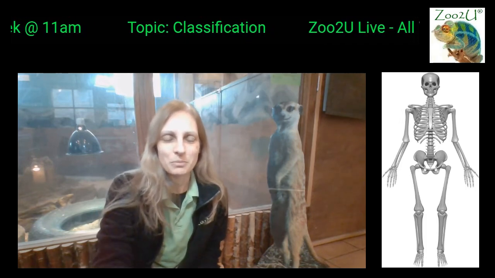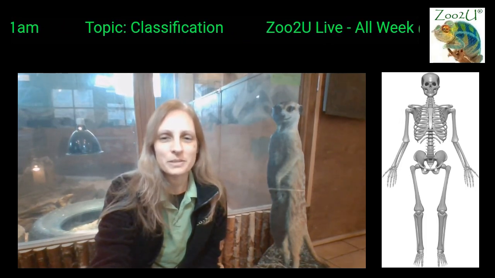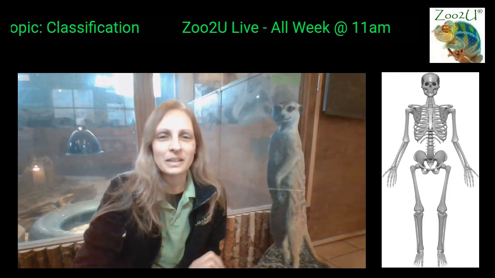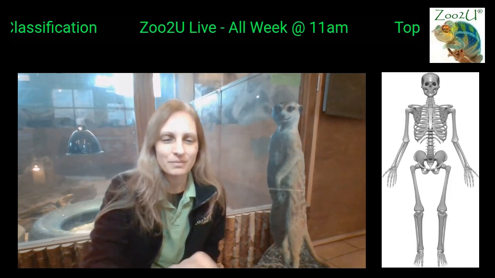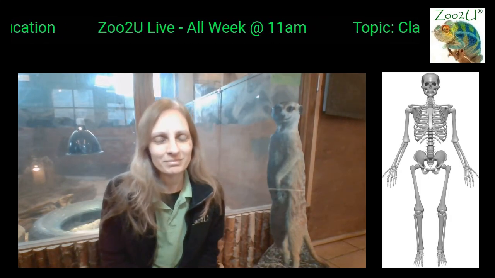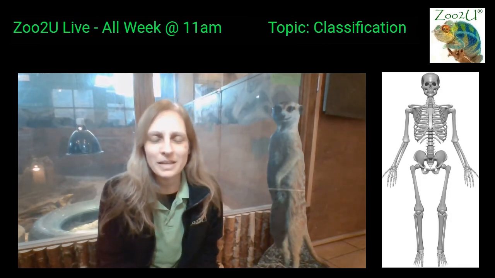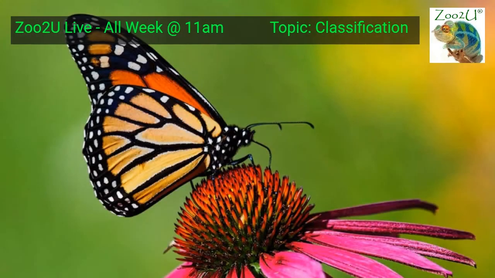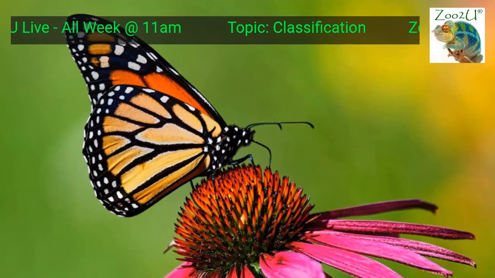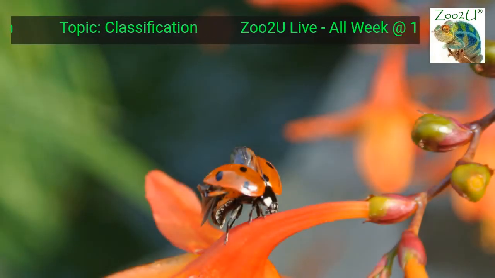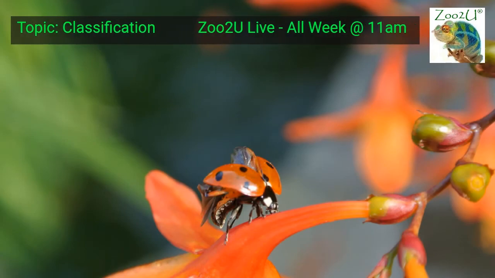So invertebrates, there's lots and lots of different types of invertebrates. You would find them all over the world in lots of different habitats. Now here in the UK, we have quite a lot of invertebrates of our own, thousands in fact. Now as you can see, these include things like butterflies, bees, ladybirds, beetles, spiders, snails. Oh, the list is endless.